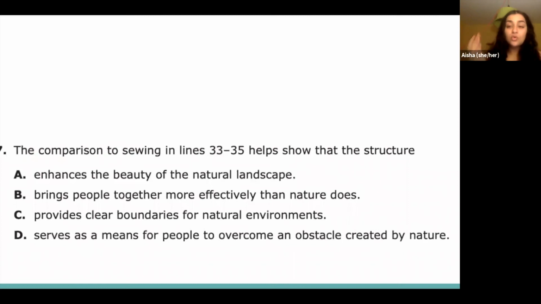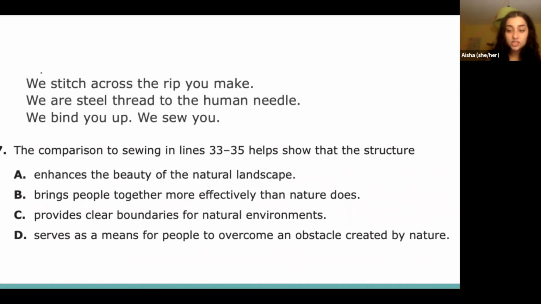Now we're going to go to question 37 on page 170. The question asks, the comparison to sewing in lines 33 through 35 helps show that the structure. Now, we know that this is a function question because it's asking us to determine what the purpose of the metaphor is. Let's quickly read over the lines again to contextualize the question.